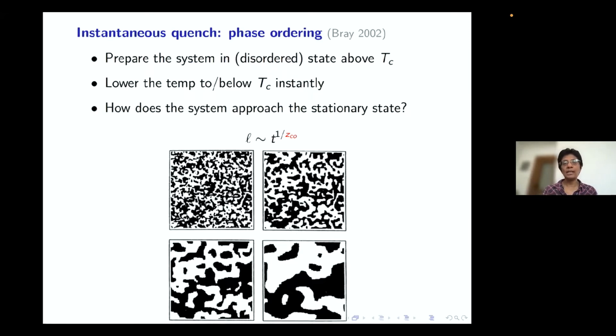Here is the simulation from a 2D Ising model. When we just quench it, the system is in a disordered state, and there are these positive and negative spins denoted by black and white patches. And these are the domain length. As time goes on, the domain length grows with time. This length grows in time with this exponent 1 by Z, coarsening. So this is what you already heard.